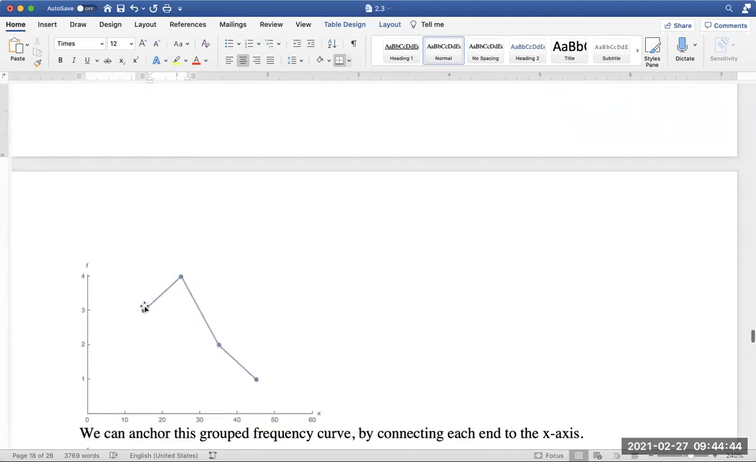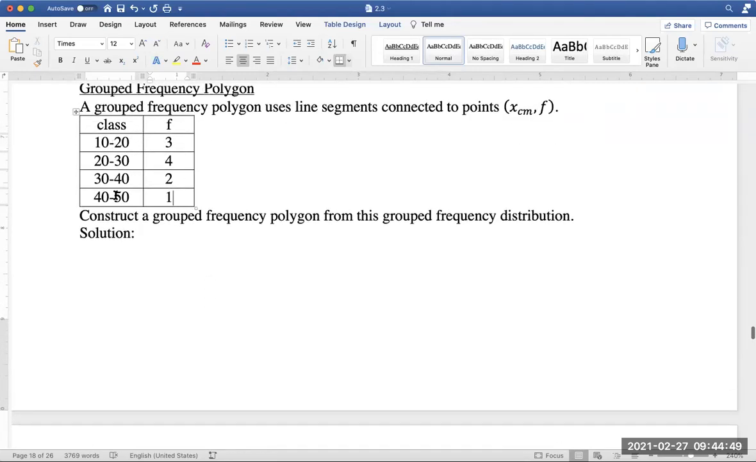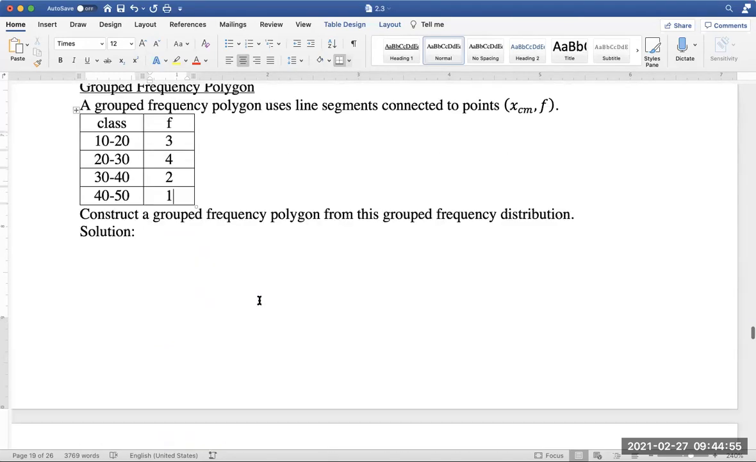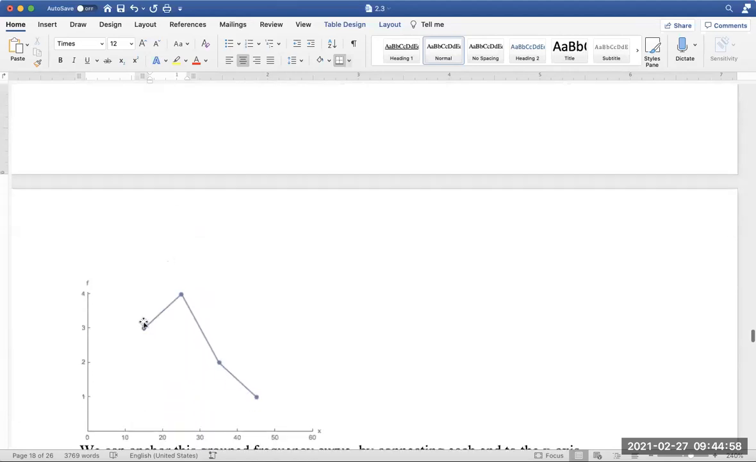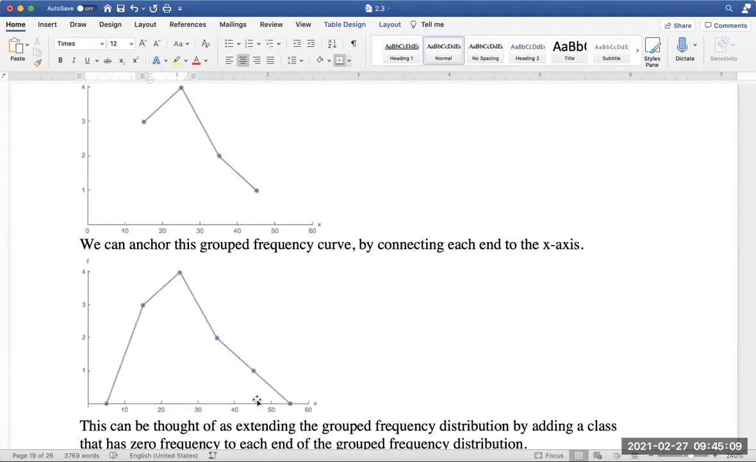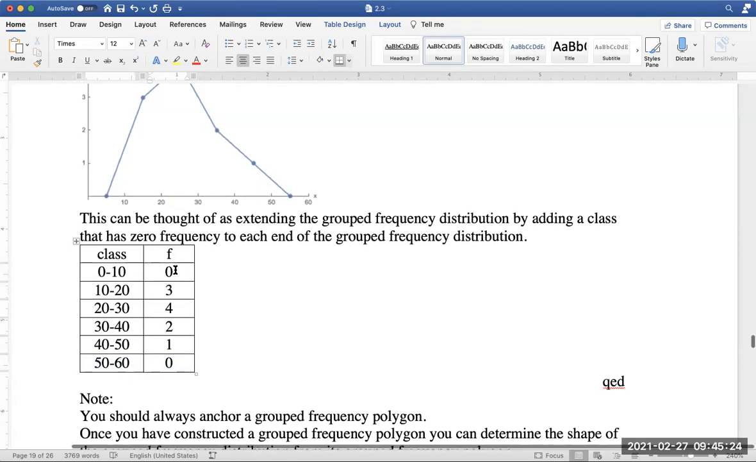So this will be at 15, 25, 35, 45. So 15, 25, 35, 45, with heights 3, 4, 2, 1. And then I should anchor. So let's anchor this. And so really what I've done is I've just attached one additional class at each end, which of course will have frequencies of 0, since there was no data out there.